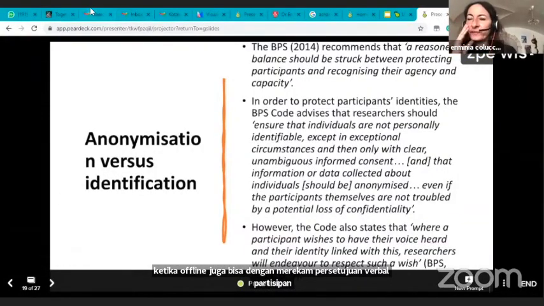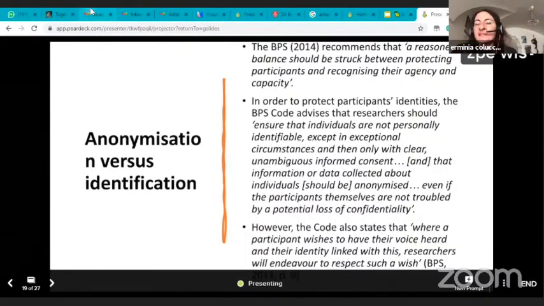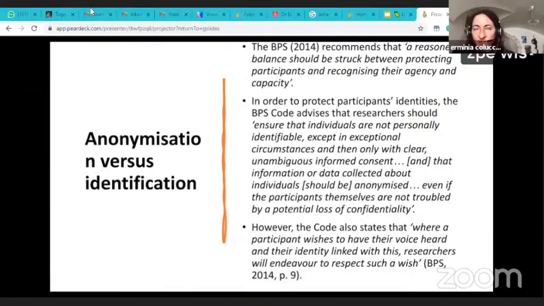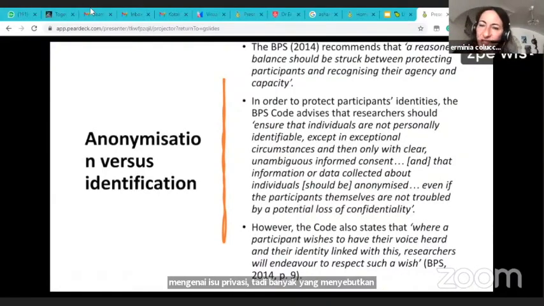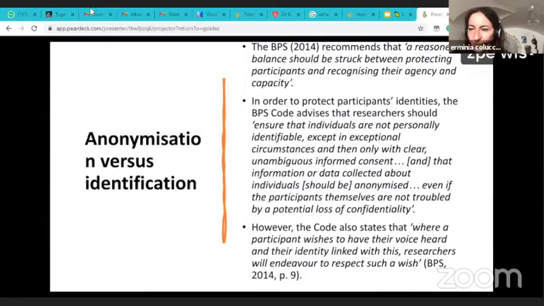Now there is quite a lot here, and I think maybe we don't want to take too much time. But something very important when we do any research, and I find particularly in visual research, is the privacy issue. A lot of you spoke about privacy and confidentiality, but it's a very difficult balance around the benefit and risk of anonymization versus identification. Societies like the British Psychological Society, I'm talking about British because I'm based in the UK and teach in London, but you can look at whichever is relevant to you, usually suggest a reasonable balance between protecting participants and recognizing agency and capacity.